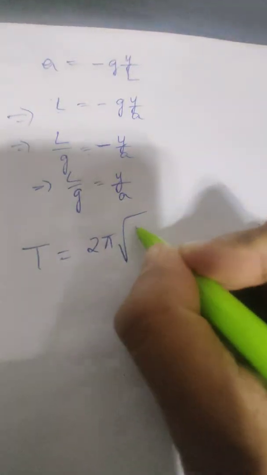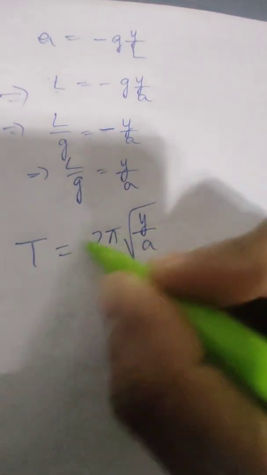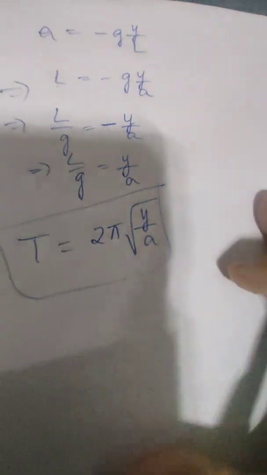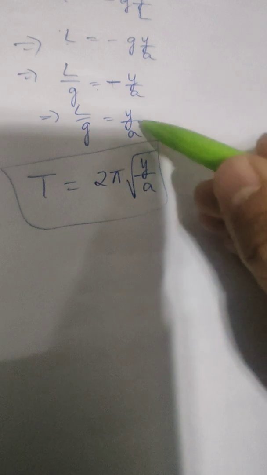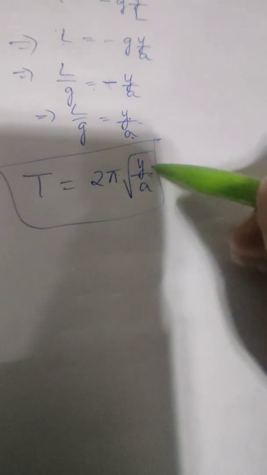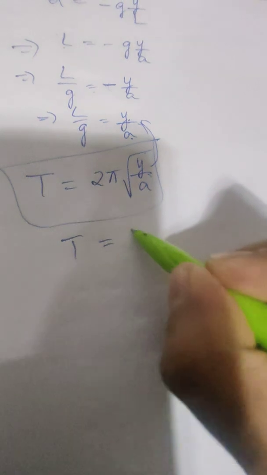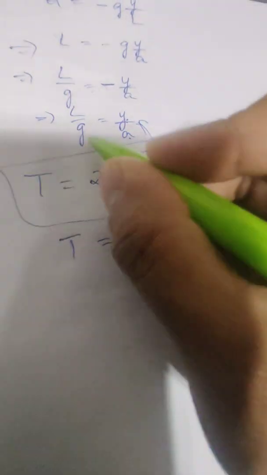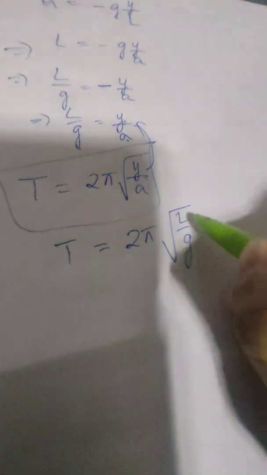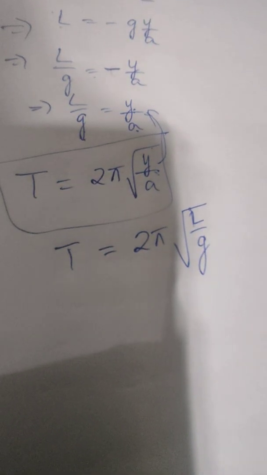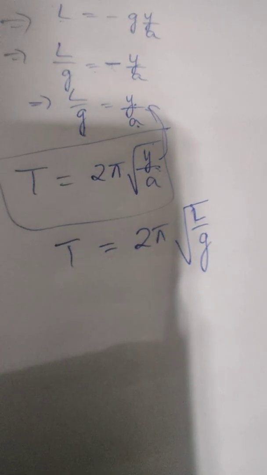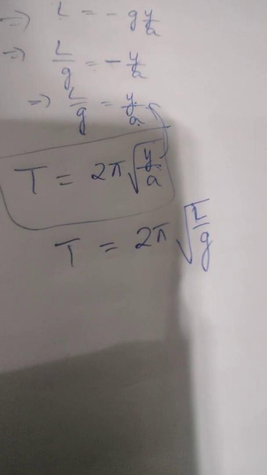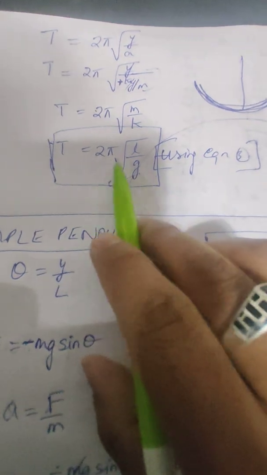So again, from our previous video, the time period of a simple harmonic motion is equal to 2 pi root y by A, right? This is what we have from our previous derivation. So if I substitute this y by A into the above equation, then the time taken by the simple pendulum will be 2 pi root L by G, right? L by G. So again, we are getting the same equation from our previous topic.